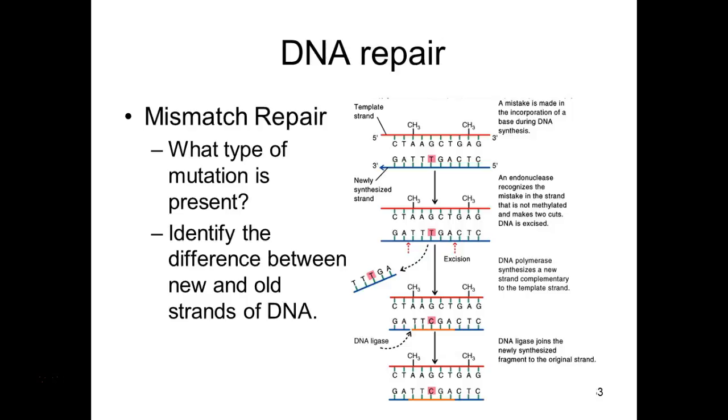Now, how do they know which side to cut? The methylated strand, we know, is the template strand. It's only proofreading the new strand, which is not methylated. And that's the one they'll cut out and replace if there's a mismatch. Hence why it's called mismatch repair. So this will help with base substitutions if they're not caught by DNA polymerase itself.